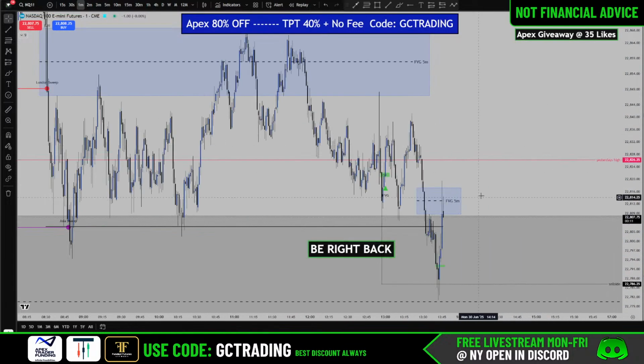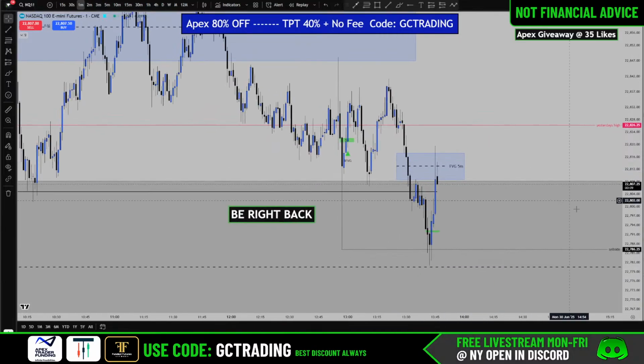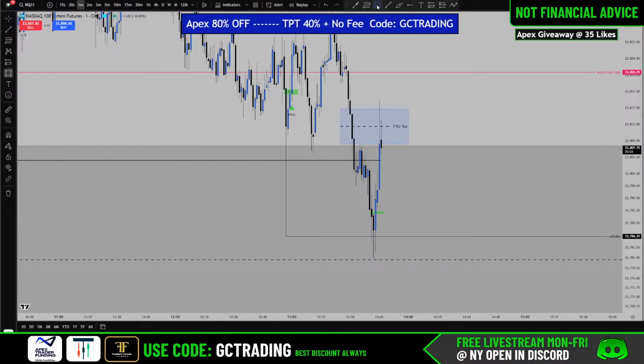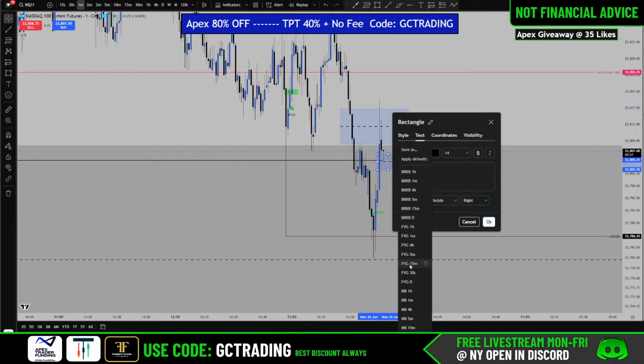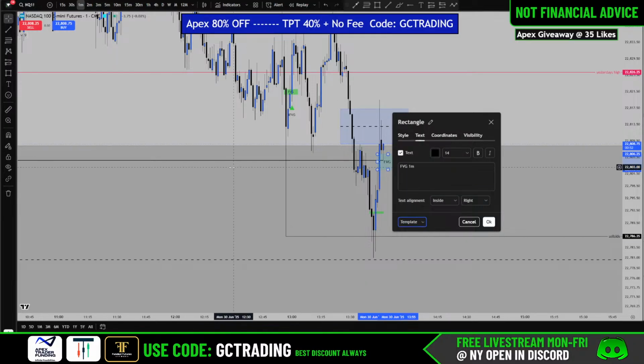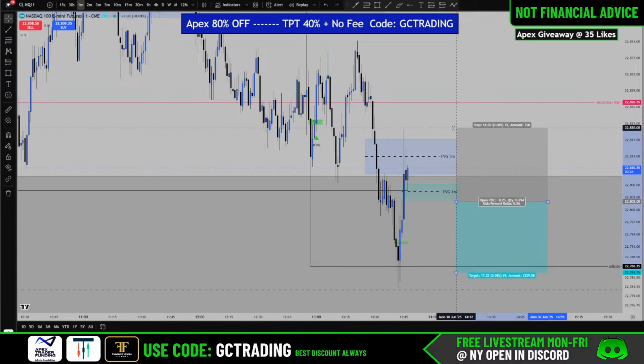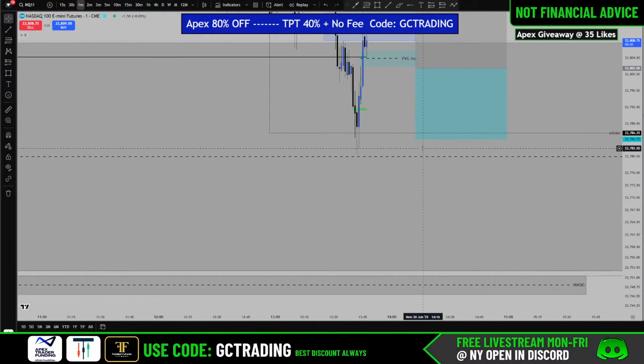Or if we do start slamming down through this, then we can look for that short lower to new week opening gap. So let's see what happens here. We are getting some movement. If we do inverse that, you could look for that right there, back to new week opening gap.